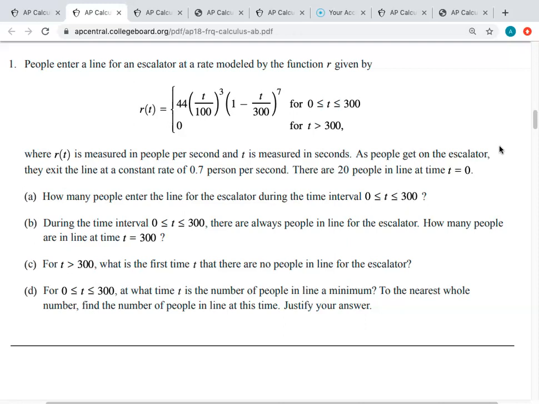So remember yesterday I was telling you over and over, we have a rate of stuff coming in and a rate of stuff going out. People get in line for the escalator and then they get out of line for the escalator because they get onto the escalator. You will not believe how many people stand in line for this apparently really popular escalator, okay?